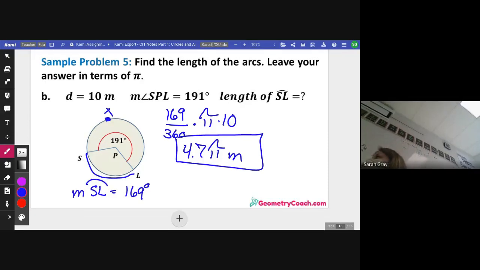Oh, hey, that's the last slide. So we learned arcs, and they can be measured in two ways. They can be measured with angle measure, like a degree, or they can be measured with a length, like inches or meters.